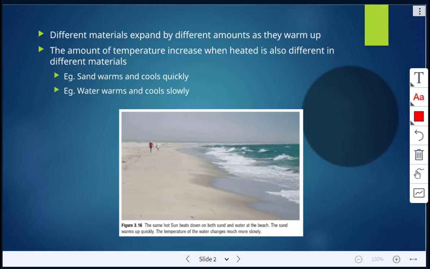So for example, if we look at this picture of this beach, we have the same hot sun beating down on both the sand and the water. However, the sand warms up quickly. You've probably noticed that when you walk on the beach the sand is very, very hot, but the temperature of the water is still cooler. The sand is warming up quickly, whereas the temperature of the water changes much more slowly. So sand warms and cools quickly, water warms and cools slowly.